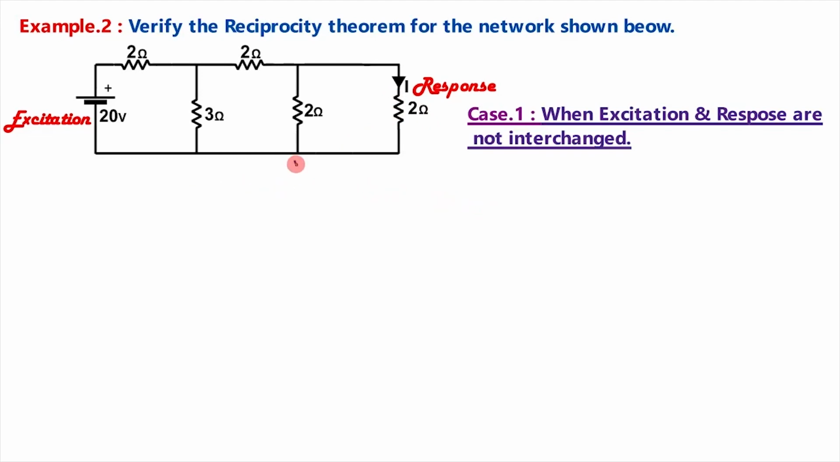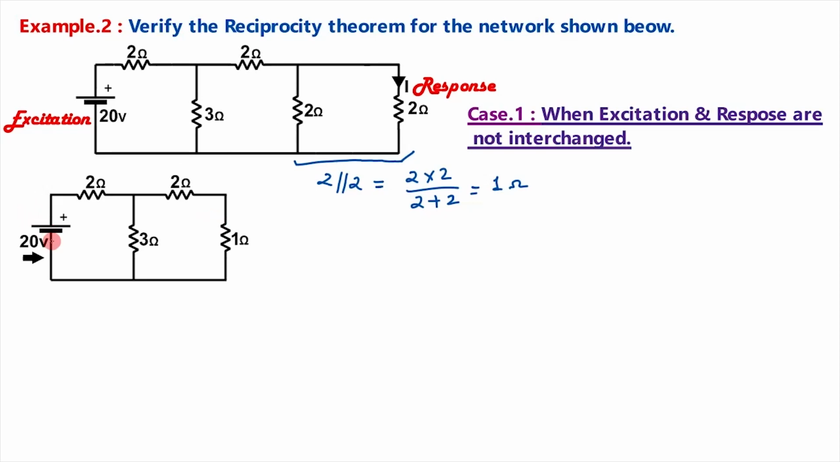See here this 2 ohm and this 2 ohm are in parallel. Effective resistance becomes 2 into 2 divided by 2 plus 2, that is equal to 1 ohm. So we can redraw this circuit as like this. See here this 20 volt is here, this 2 ohm, 3 ohm, this 2 ohm, and this is the 1 ohm, which is the parallel combination of these two resistances.